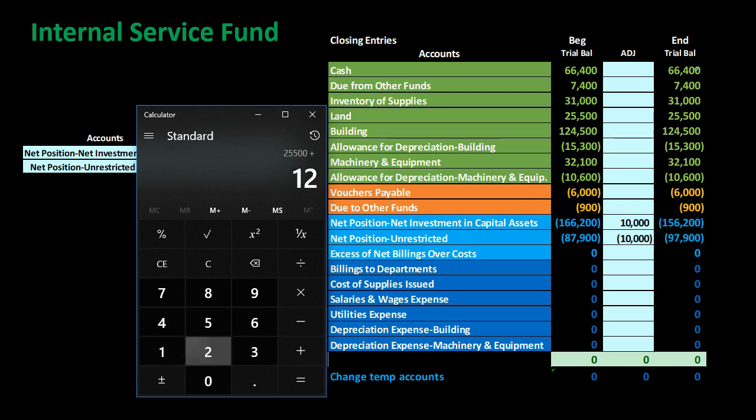25,500 plus the 124,500 minus the accumulated depreciation, 15,300, plus the 32,100 machinery and equipment minus the related accumulated depreciation, 10,600, is 156,200. So of these two numbers, the net position, assets minus liabilities, 156,200 represents capital assets, long-term assets that we can't really spend anytime soon. So that's one reason we want to break this out and represent, within what would be similar to the equity section, or in this case the net position section, the amount representing capital assets.